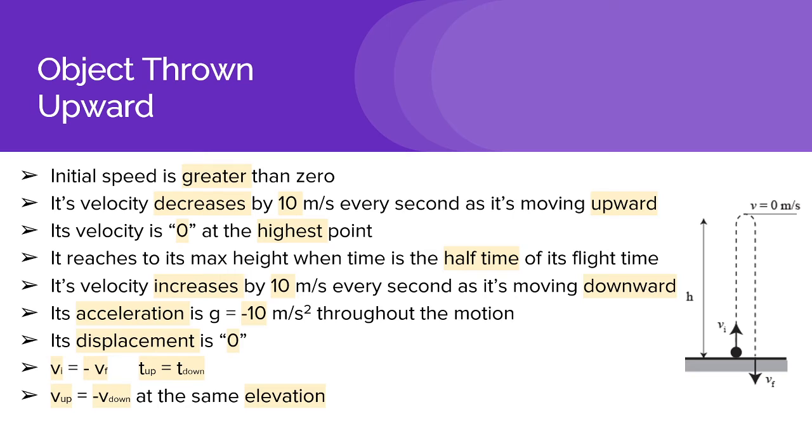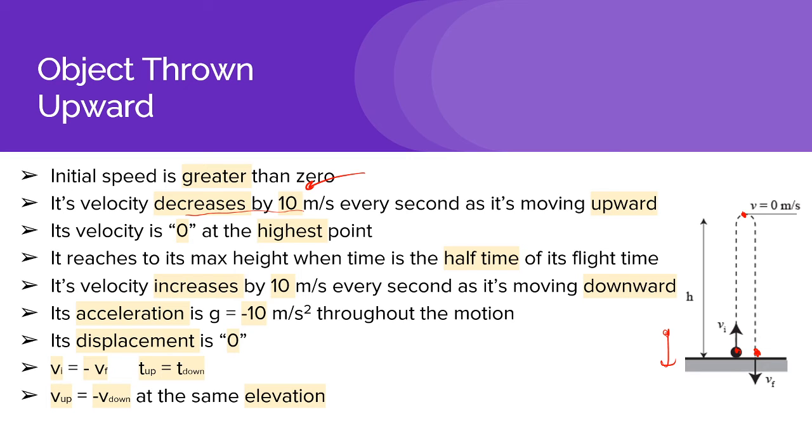Object thrown upward. In this case, what's going to happen? You're going to start from one point, and then you're going to end up at the same point. But before we get there, you're going to start with some velocity, and as you go up, you're going to slow down because Earth is pulling you down all the time. Once you're going against that gravity, your velocity will be going less and less. The amount that it decreases is the gravitational acceleration, so it's 9.8 or 10 meters per second every second as it's moving upward. And its velocity is 0 at the highest point.